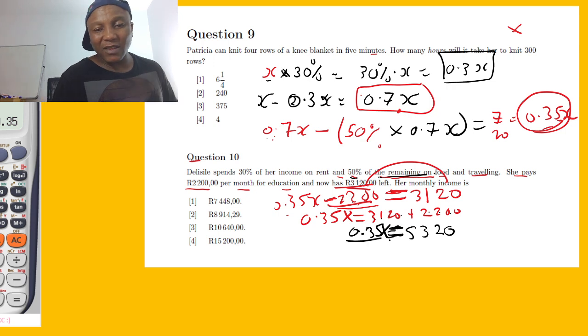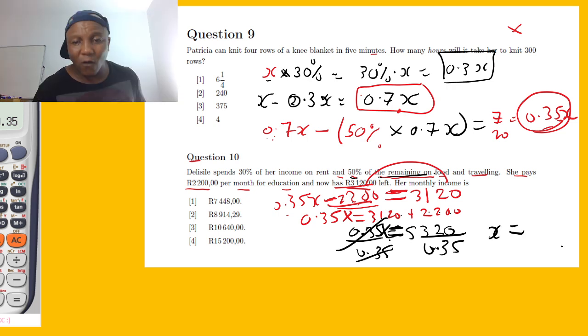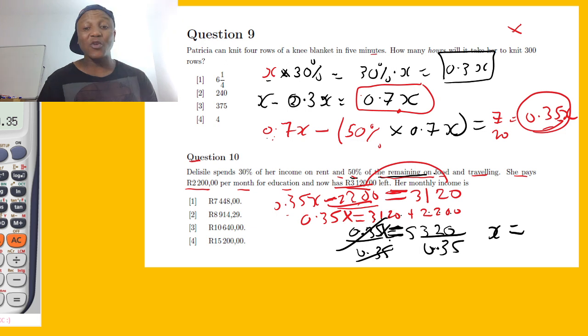I'm going to get the value of x by dividing by 0.35, divided by 0.35. Maybe someone is making a lot of noise, you know. x equals. Okay, so if you plug it in the calculator, that one is going to give you 15200. But let me show you how it comes about.